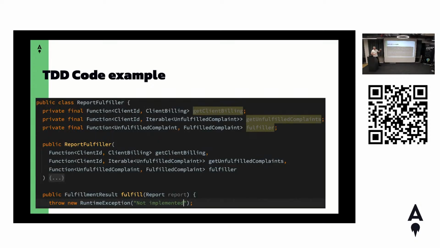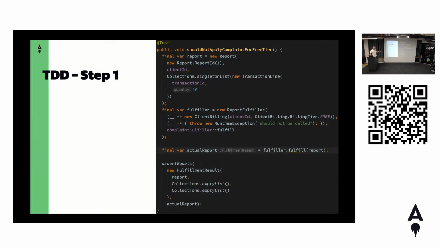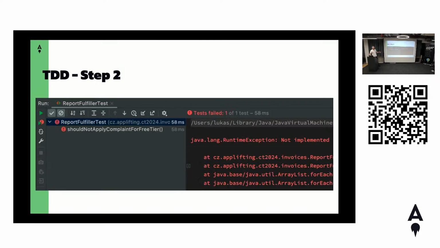So this is Java code. I would say it will be pretty readable, but anyway, there's a report fulfiller. There are a few dependencies. This is the constructor, and at the bottom, this is my simple implementation. Why am I raising an exception, right? Makes no sense at this point. Nope. I want to run the test, so it fails.